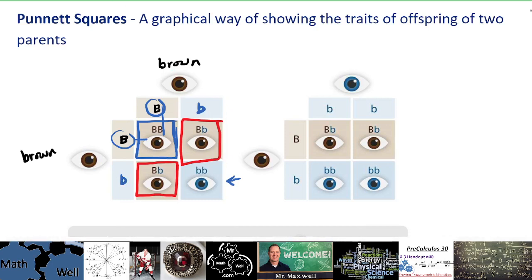So one child here, this 1 out of 4 chance. Now there's a 1 out of 4 chance, and this resets with every offspring, right? So there's a 25% chance that 2 brown-eyed people, if they have a dominant and recessive trait each, could produce a blue-eyed offspring, or a child. But that's a 1 out of 4 chance, okay?